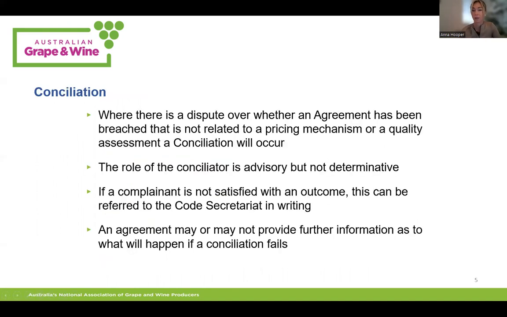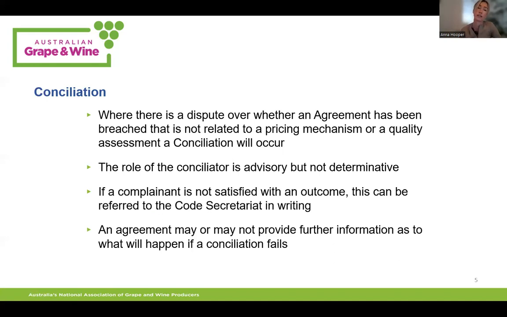Where there's a dispute over whether an agreement has been breached, or if it is inconsistent with the Code and it's not related to a fair market price assessment or a quality assessment, it's more likely that a conciliation will occur in accordance with the procedures that are laid out in Appendix 2 of the Code. So examples of disputes that might be directed towards conciliation are when the parties disagree on the interpretation of the terms of the agreement, where there is insufficient clarity regarding how price or quality will be determined, or even the very existence of the contract in the first place.